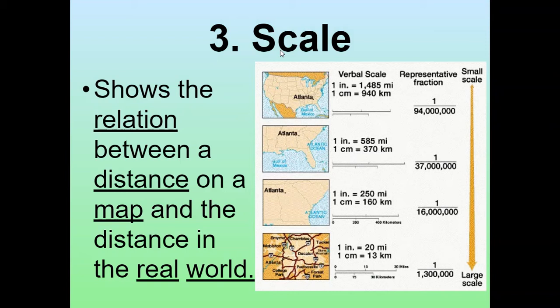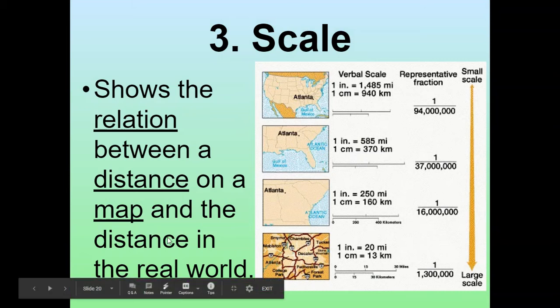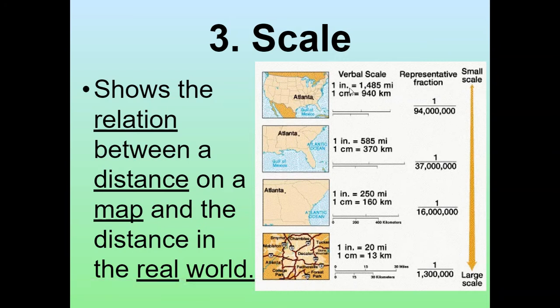And then you have the map scale. The map scale shows a relationship between distance on a map and distance in real life. So if we look at this version of a map scale, we have the verbal scale, which is 1 inch equals 1,485 miles. So that means that 1 inch on this map equals 1,485 miles.